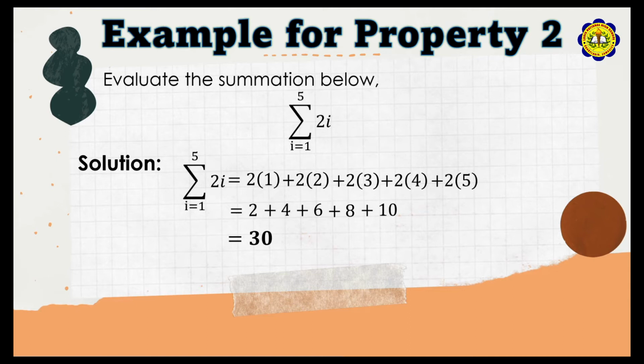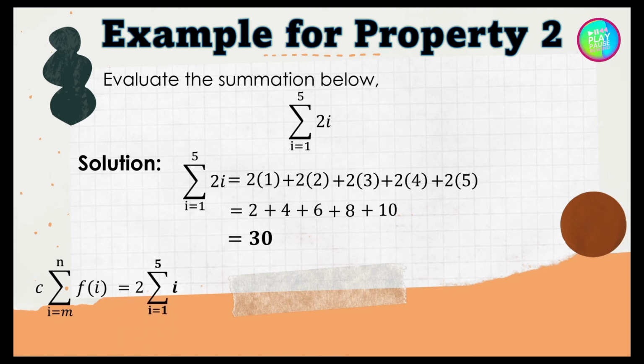By applying property 2, we have c times the summation of f of i from i = 1 to n, which is equal to 2 times the summation of i from i = 1 to 5, equal to 2 times (1 + 2 + 3 + 4 + 5), equal to 2 times 15. The answer is 30.